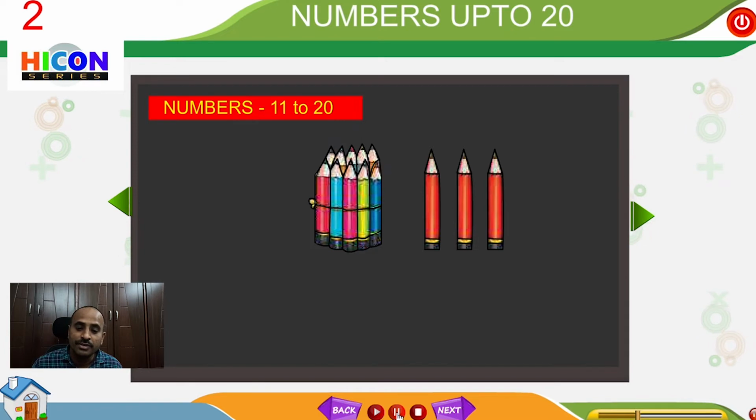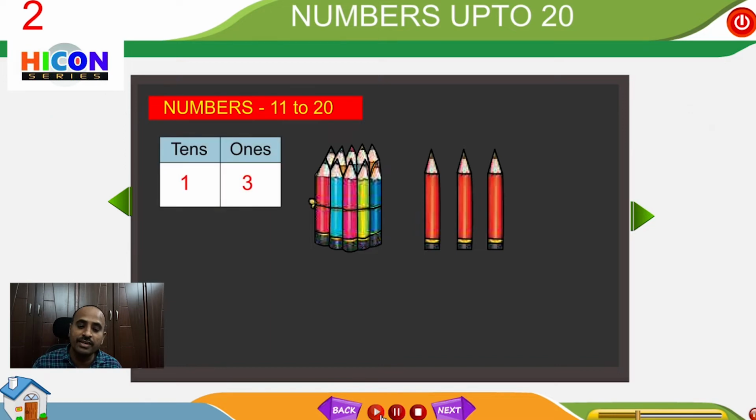So children, what is this number? Can you write it? So how many single pencils are there? There are 3 pencils. So single pencil represents ones. So there are 3 single pencils. That means there are 3 ones.